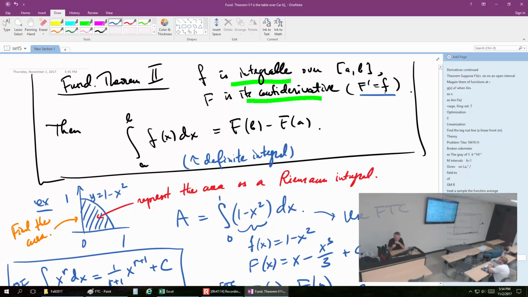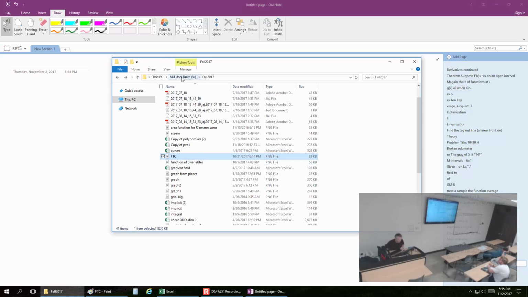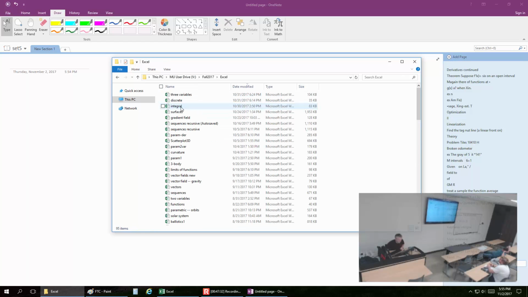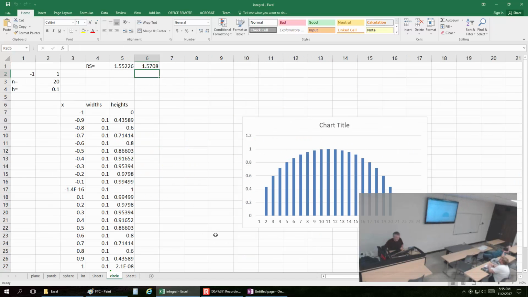So one more example. Remember what we started with, and that was the approximation of the area of the circle. Remember this one. It's nothing but the function which gives me the height, the formula that gives me the upper half of the circle.